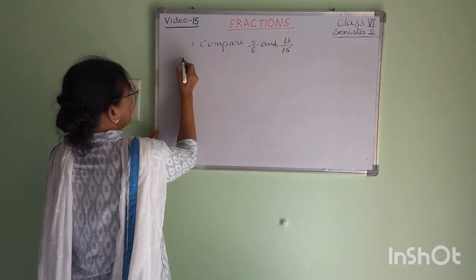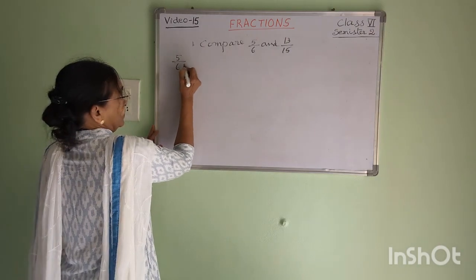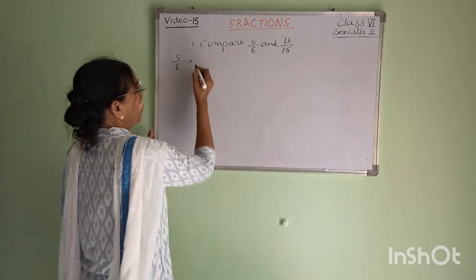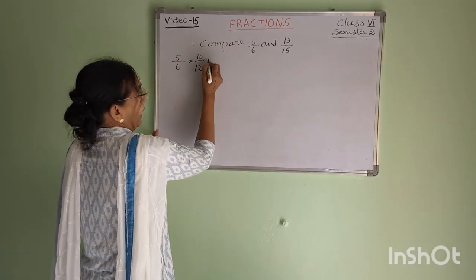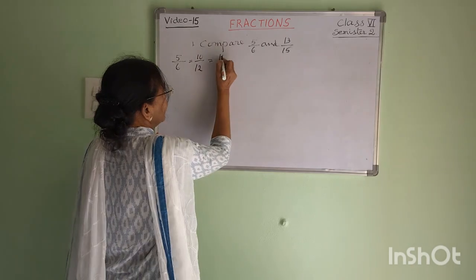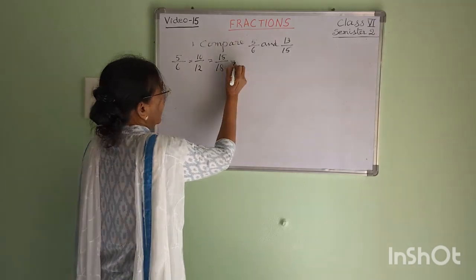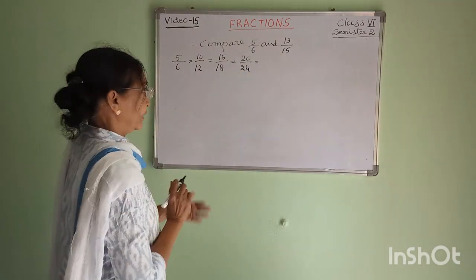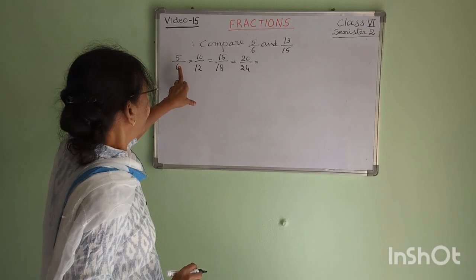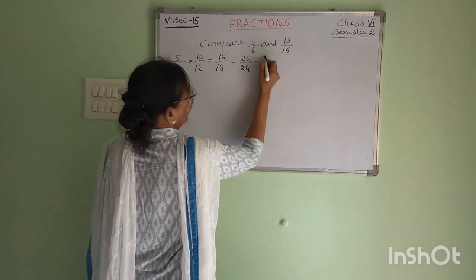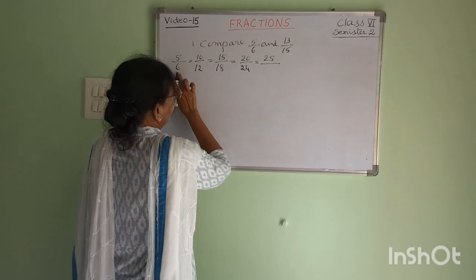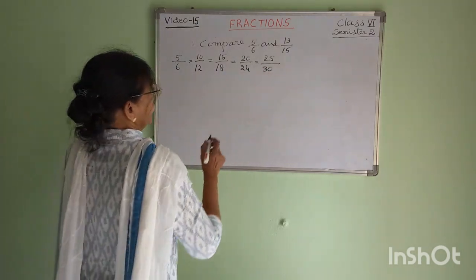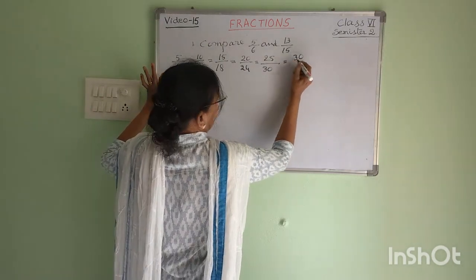So equivalent fractions of 5 by 6, as we have written before: multiplying by 2, 10 by 12. Multiplying by 3, 15 by 18. Multiplying by 4, 20 by 24. Multiplying by 5, 25 by 30. Multiplying by 6 is equal to 30 by 36.